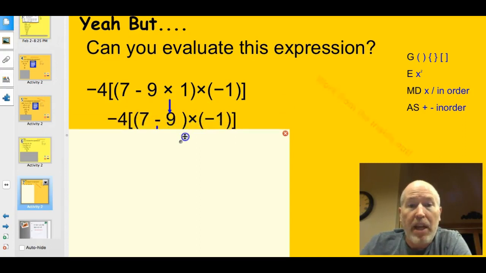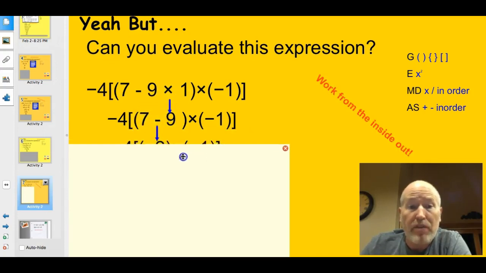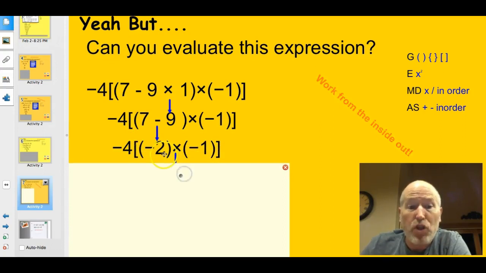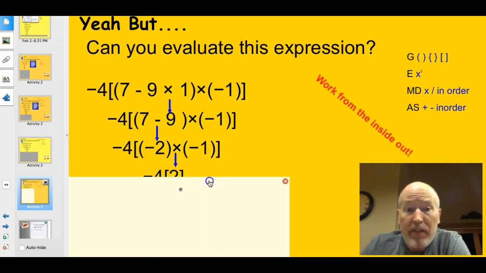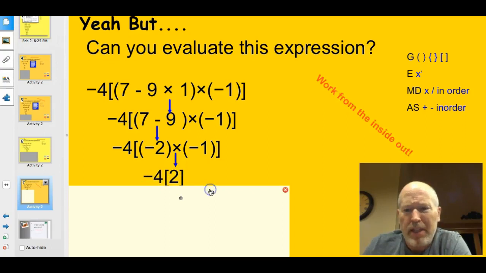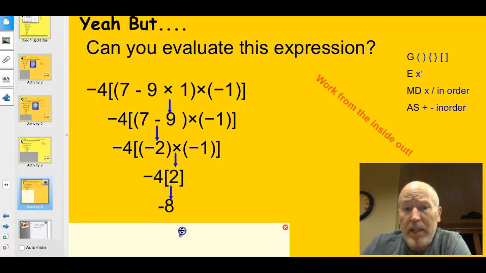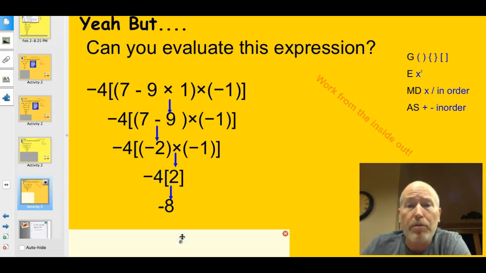Working from the inside out, you have to deal with multiplication first. So 9 times 1 is 9. So now you have 7 minus 9. You still have to take care of that. That's going to give you a -2. So now within this next set of brackets, you have a -2 times a -1. A negative times a negative is a positive. That doesn't mean 2 wrongs make a right, but a negative times a negative is a positive. So -2 times a -1 is a +2. Now you have a -4 times a +2. That's a -8. How'd you do?